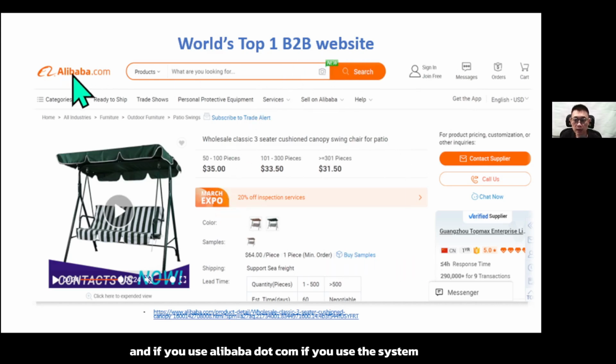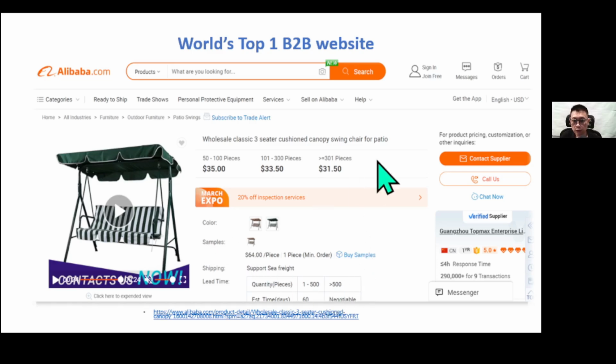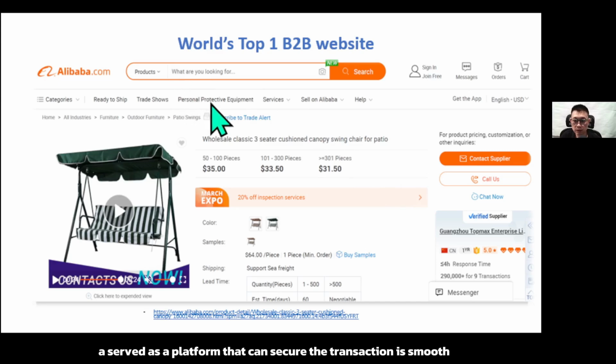And if you use Alibaba.com, if you use the system, you follow their process to purchase. If you are scammed, you are cheated, the supplier didn't fulfill their order, Alibaba will give you the money back. So it's a kind of insurance. Yeah, that's like an insurance guarantee program. Alibaba serves as a middleman, serves as a platform that can secure the transaction is smooth.